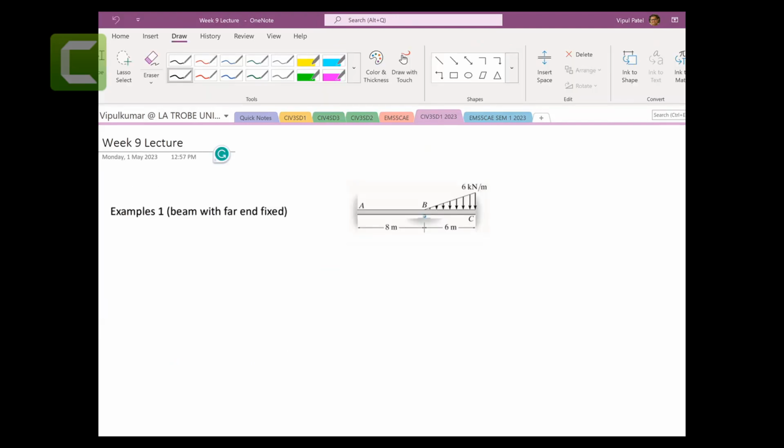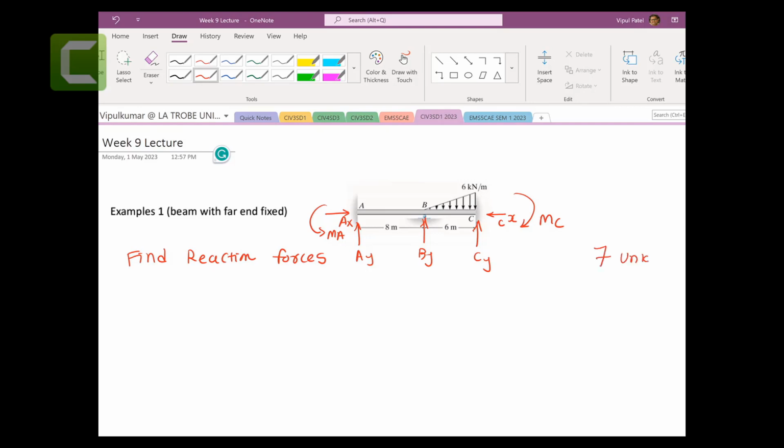All right. So, beginning with the far end fixed, our question here is to find the reaction forces. Look at this highly indeterminate structure. You have AY, AX, moment A, BY, CY, CX, and moment C. How many? 1, 2, 3, 4, 5, 6, 7. So a total of 7 unknown forces.